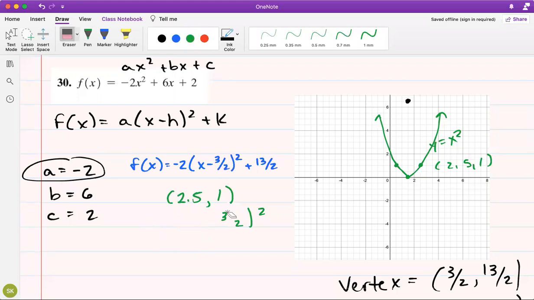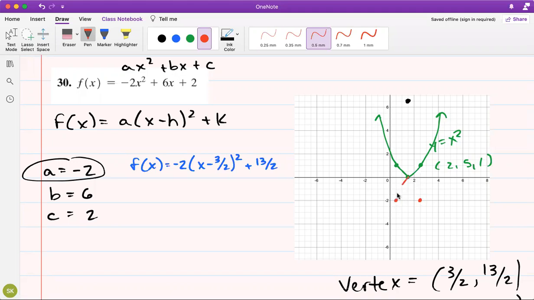The reason I did that is because now I want to stretch this graph, and because I have this negative 2 on the outside, to stretch it, I need to multiply my y value by negative 2. So this point 2.5 has to be multiplied by negative 2, which means I reflect the graph and move it to negative 2. I'm going to have the same thing on this side here.